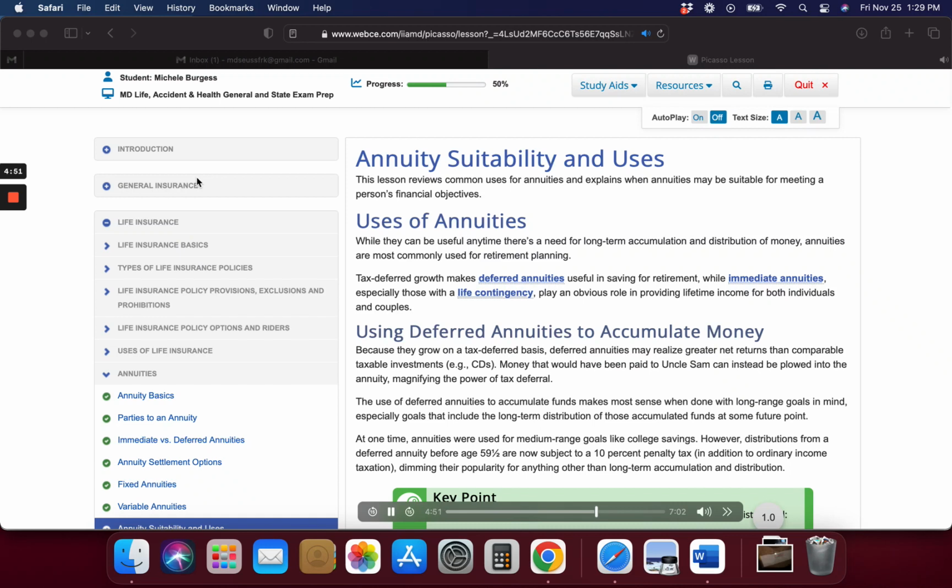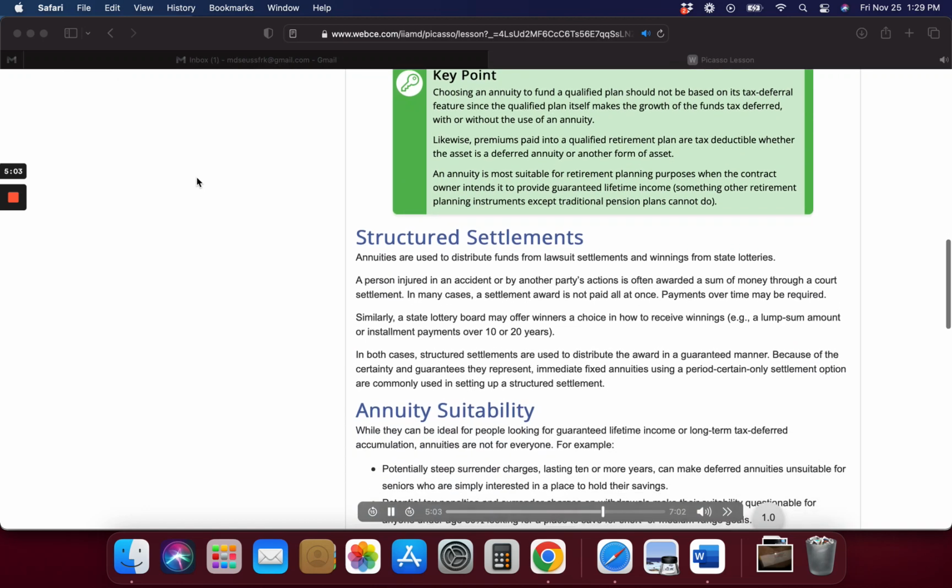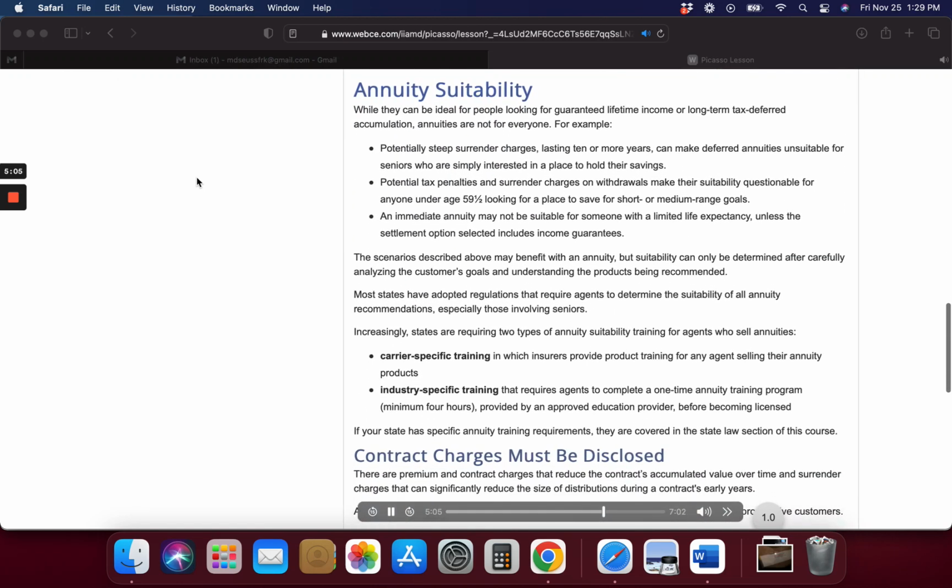An immediate annuity may not be suitable for someone with a limited life expectancy, unless the settlement option selected includes income guarantees. The scenarios described above may benefit with an annuity, but suitability can only be determined after carefully analyzing the customer's goals and understanding the products being recommended. Most states have adopted regulations that require agents to determine the suitability of all annuity recommendations, especially those involving seniors.